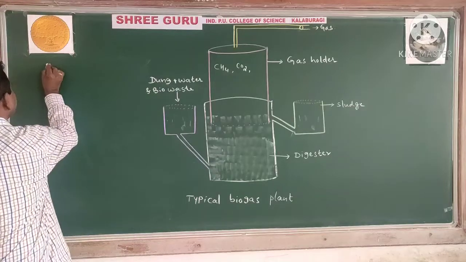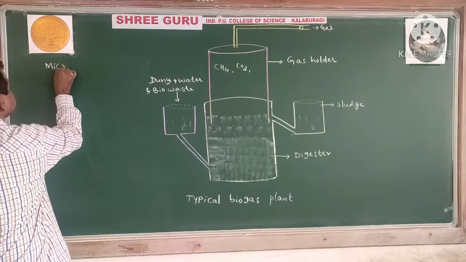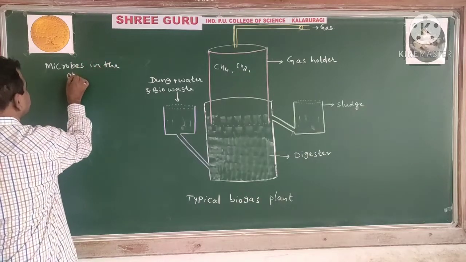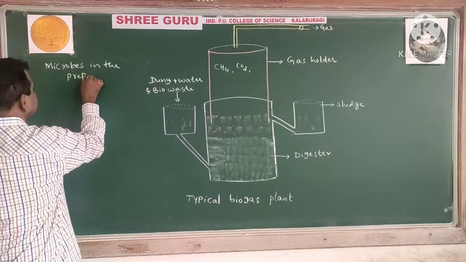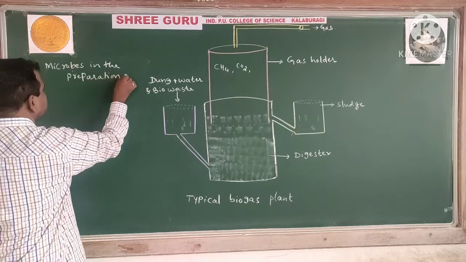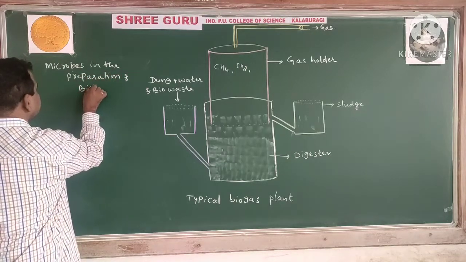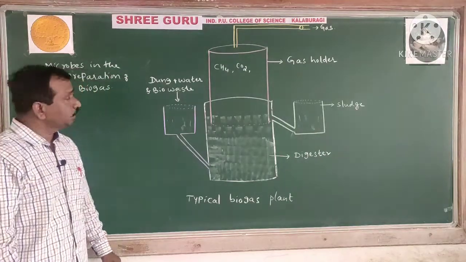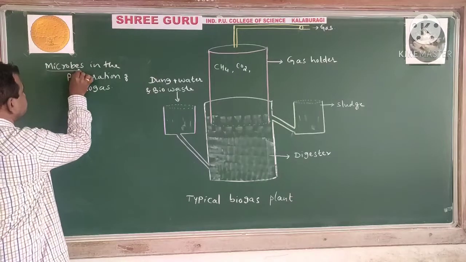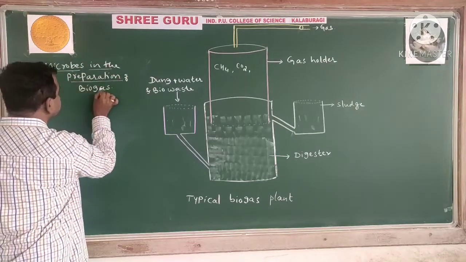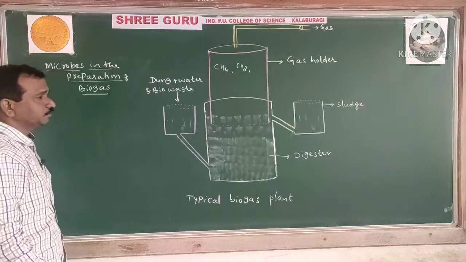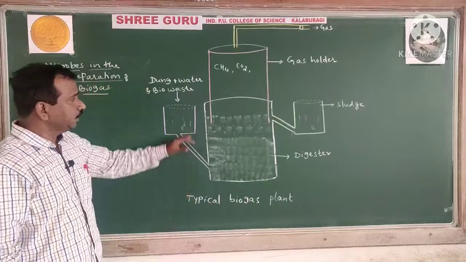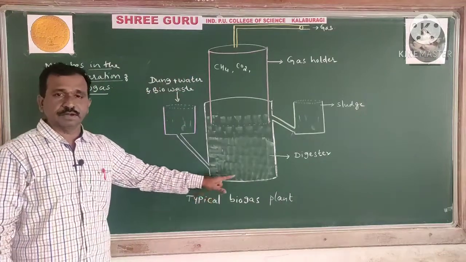Now write down the heading: microbes in the preparation of biogas. Microbes in the preparation of the biogas plant. Here we have to observe the microorganisms which are useful in the preparation of biogas. This is the diagram you are going to observe. You are looking at the diagram; this is a typical biogas plant.